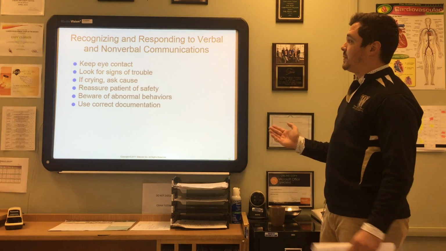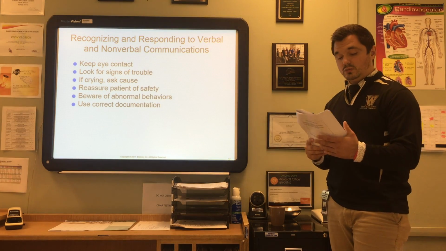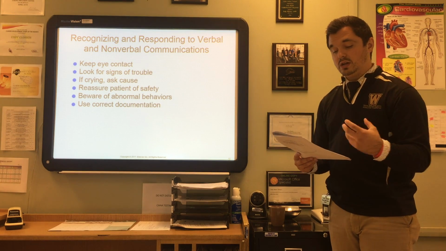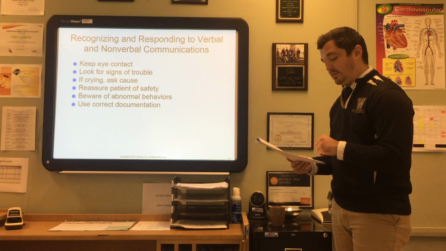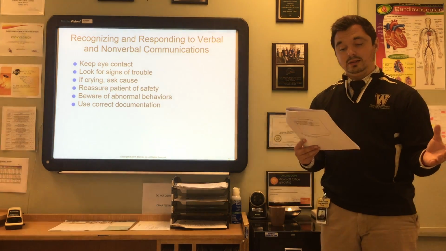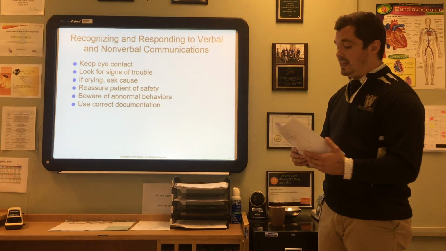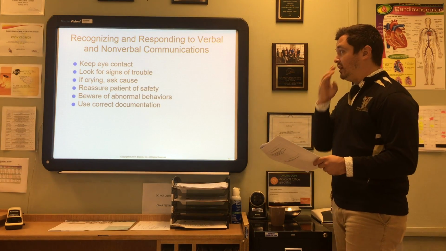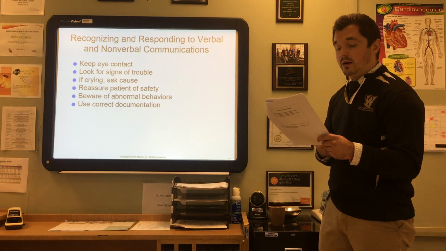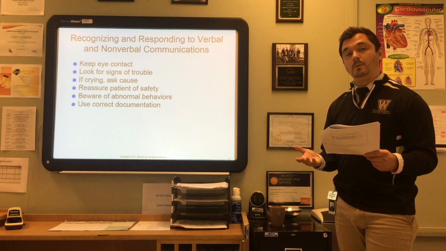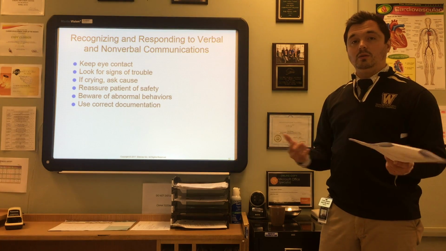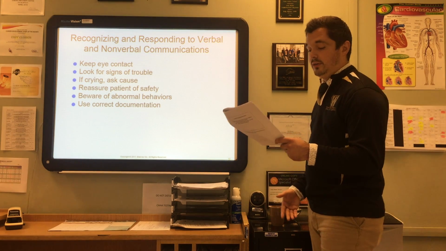So being able to recognize and respond to verbal and nonverbal communication. Nonverbal signs are critical to patient care. Being able to read their body language is key. So careful observation of the patient as a whole is worth the time investment and may even save the patient's life. So you need to keep eye contact and look for signs of trouble. If they're crying, just ask why. What's going on? Why are you crying? Don't allow an emotionally unstable patient to be left alone. If they're really struggling in there, don't leave them alone. Be there to offer support and ask what you can do to help.